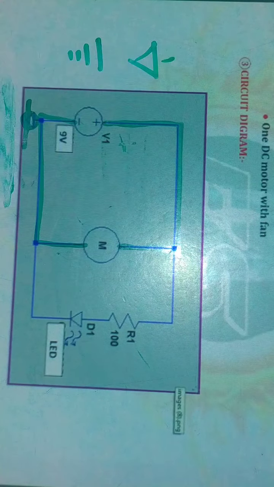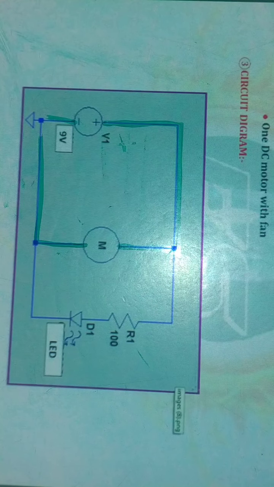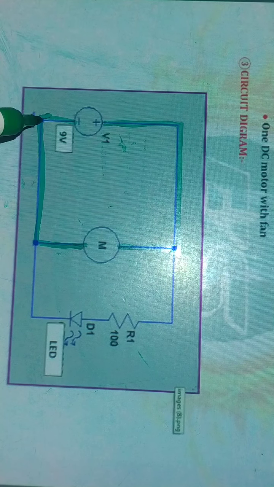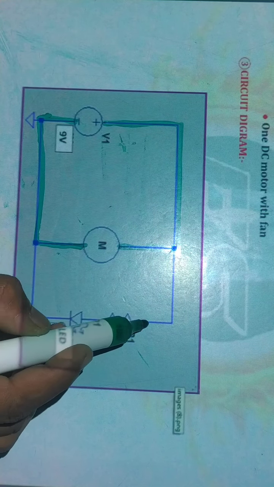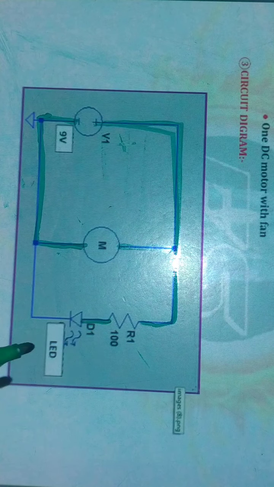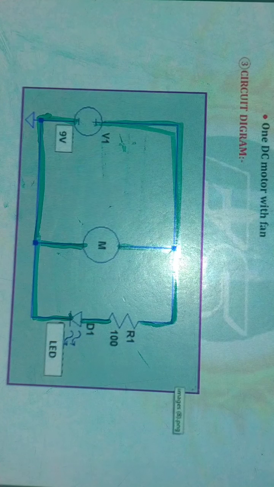In this figure, the ground symbol means battery negative terminal. So the second end of motor is connected to the battery negative terminal. Take one end of resistance, which is connected to the battery positive terminal, and the second end of resistance is connected to the LED positive terminal, and the LED negative terminal is connected to the battery negative terminal, and your circuit is complete.